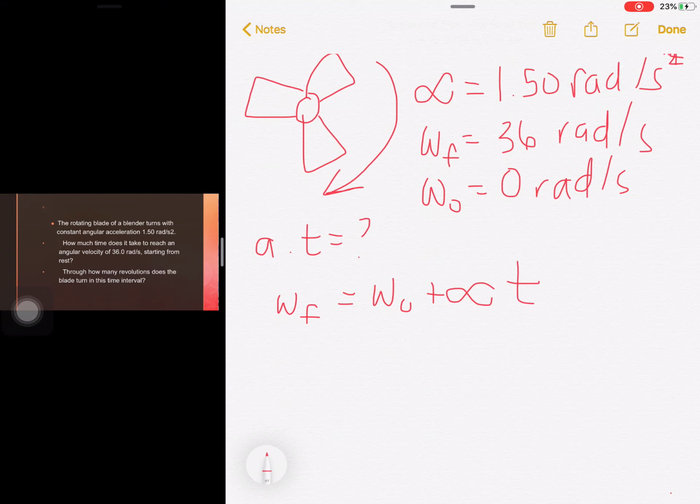So this is the formula that you can use. So omega f is 36, omega o is 0, plus alpha, which is 1.5 times time. So using your calculator to solve this, you will have time is equivalent to 24 seconds. Okay? So rotating from rest to 36.0 radians per second took 24 seconds.